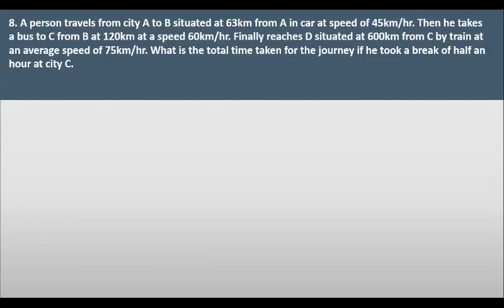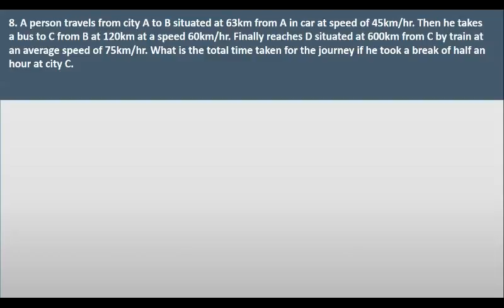Let us check out another question. A person travels from city A to B, situated at 63 kilometers from A, in a car at a speed of 45 kilometers per hour. Then he takes a bus to C from B, which is at 120 kilometers, at a speed of 60 kilometers per hour. And finally reaches D, situated at 600 kilometers from C, by train at an average speed of 75 kilometers per hour.